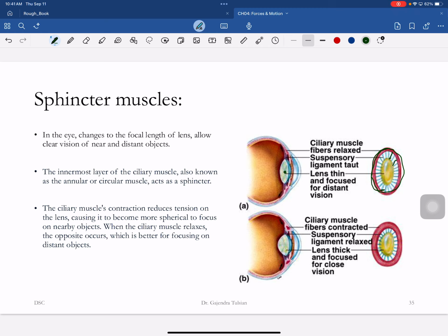So when they do LASIK, do they change something with the muscle and how it contracts? No, it's just the lens. So when the lens becomes thicker, on the fly you're able to change the focal length, like a magnification, of your lens.